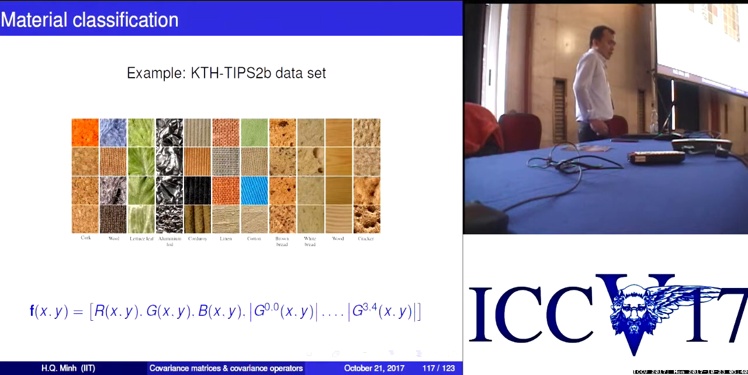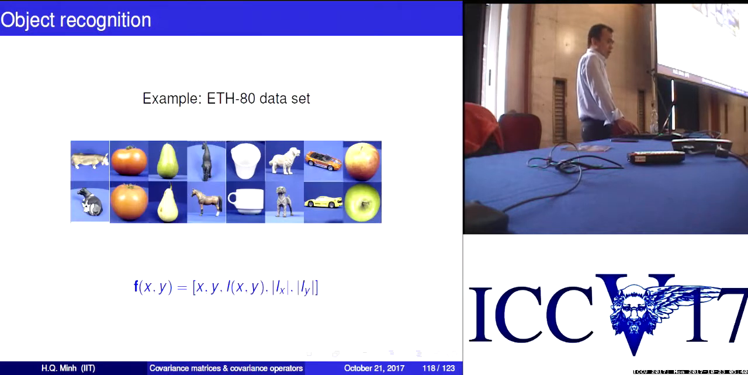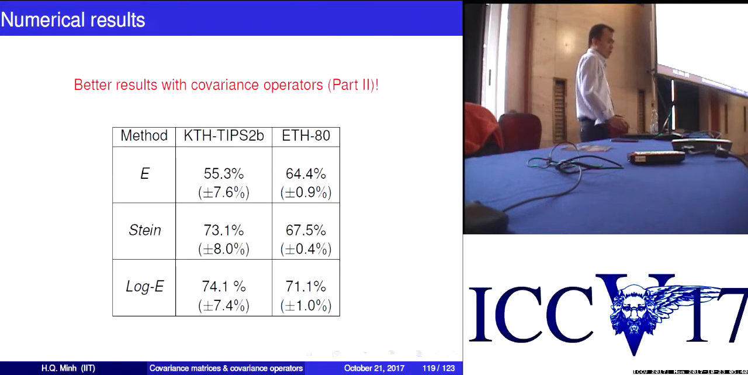So these are some of the numerical results. I'm just showing some very simple examples. This is the KTH-TIPS data set for materials classification, where we just have the red, green, and blue colors and the Gabor filter responses. And this is an example using the ETH data set for object recognition.